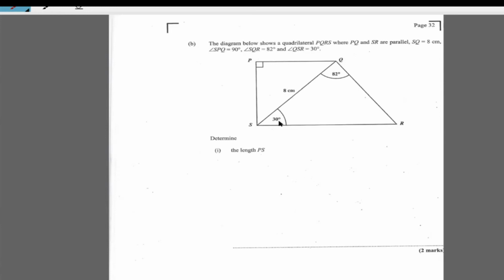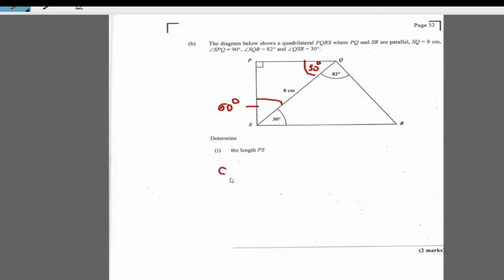Now, look at this now. If this angle is 30, then this angle is 60. All right, and then if this angle is 60 degrees, then this angle is 30, because angles in a triangle sum to 180. So I'm going to use the sine rule to find PS.